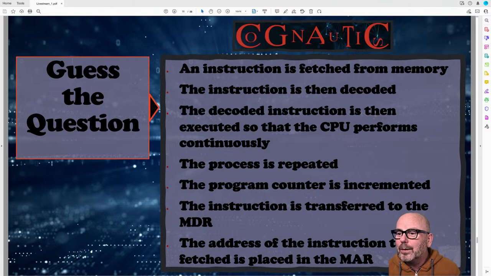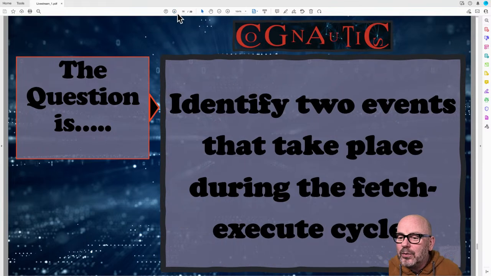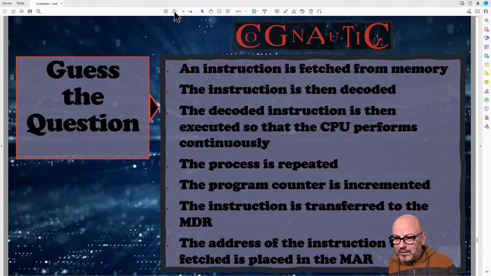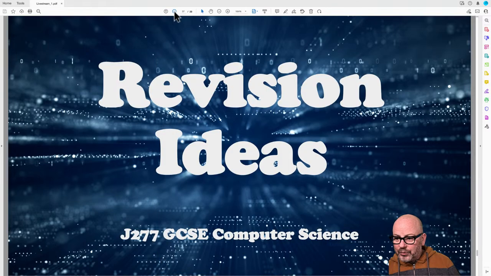Don't know. Right, let's go to this one. Yeah, you were right. It was. What was your one? You said, yeah, it was identify two events that take place during the fetch, decode, execute cycle. So that thing we just looked at here, that was the answer for that one.